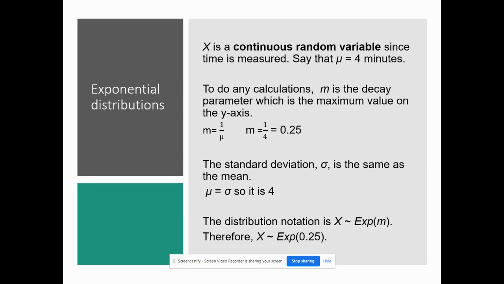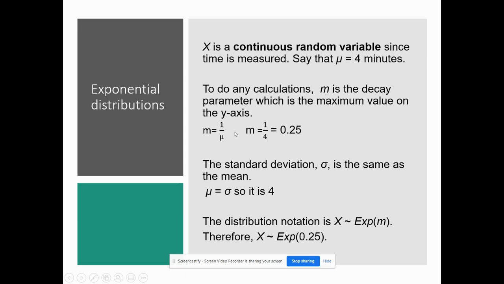So for exponential distributions, we're going to say X is a continuous random variable since we're measuring time. So say that the mean is 4 minutes. To do any calculations, m is the decay parameter, which is the maximum value on the y-axis. And I'm going to show you a picture of that in just a minute. So m is not the mean. Remember, this right up here is mu. This is an m, and it means the decay parameter.